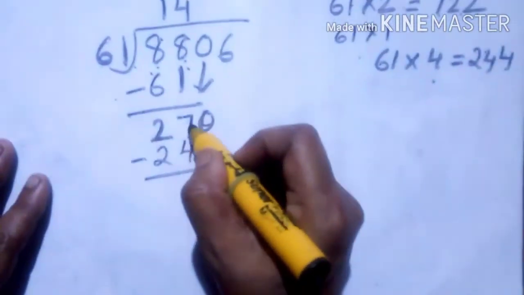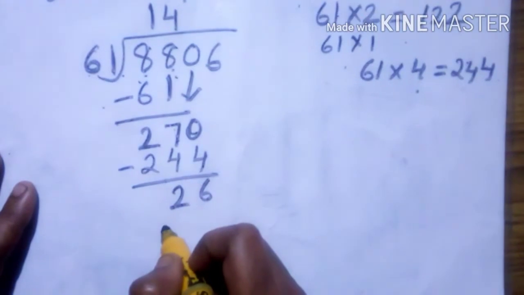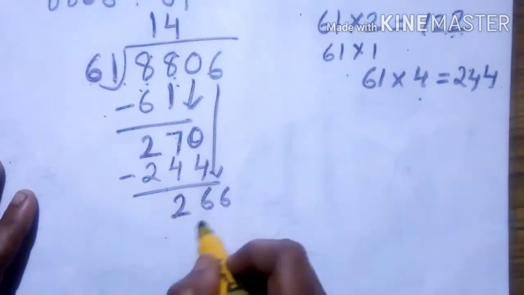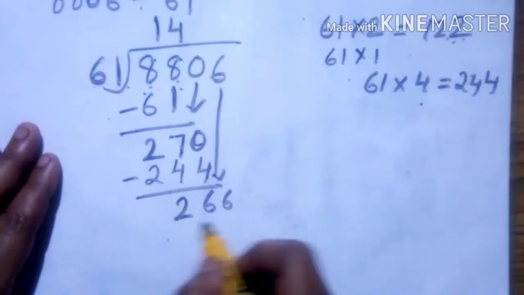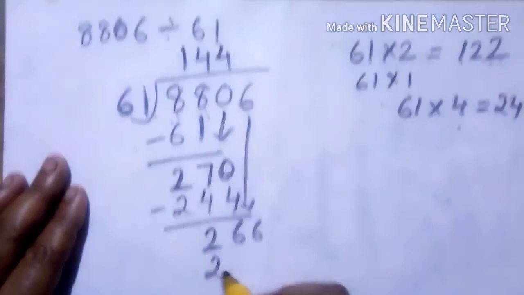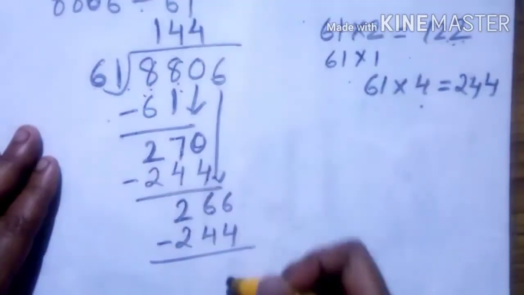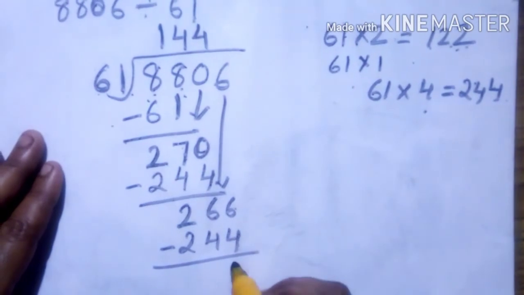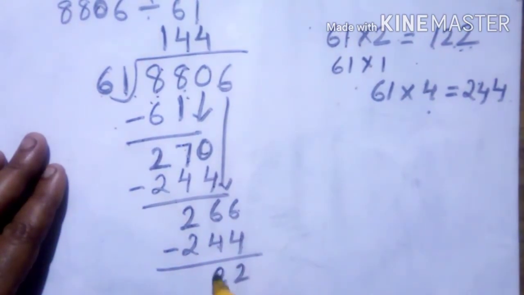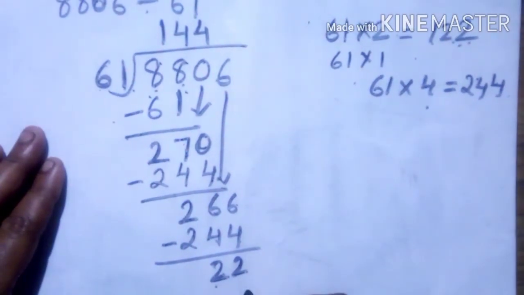Now it becomes 6 here. 6 minus 4 is 2. Now it is 26. Now bring down this 6. It will become 266. This also goes by 61 into 4, and 61 into 4 is 244. Now subtract. 6 minus 4 is 2, 6 minus 4 is 2, 2 minus 2 is 0. So it is 22 itself. So the remainder is 22.